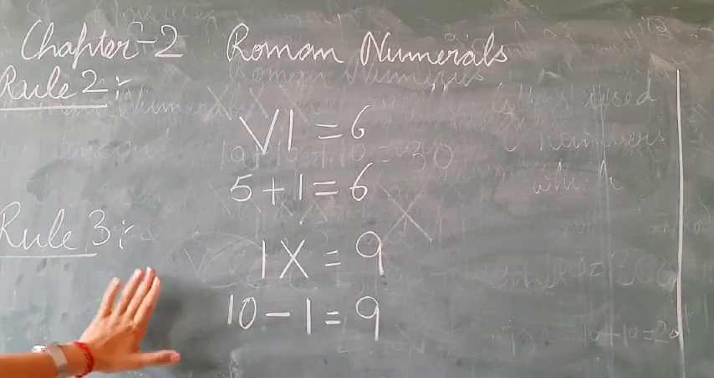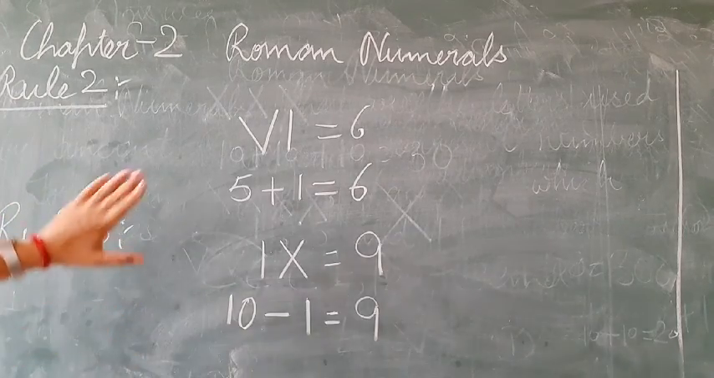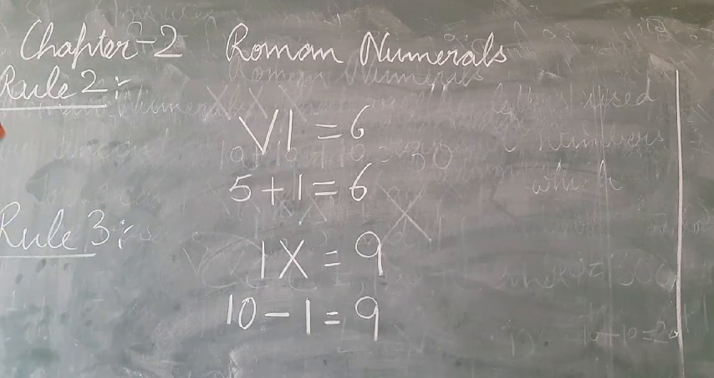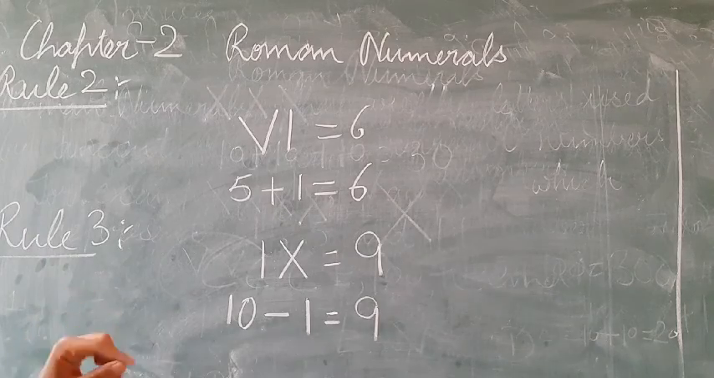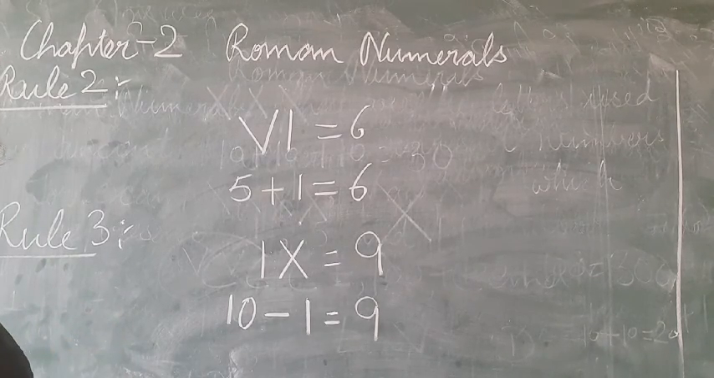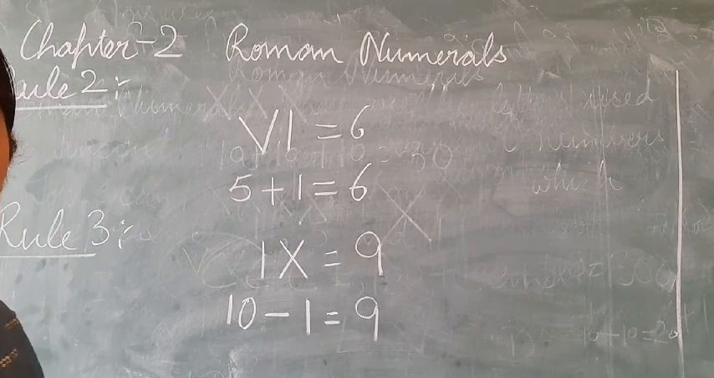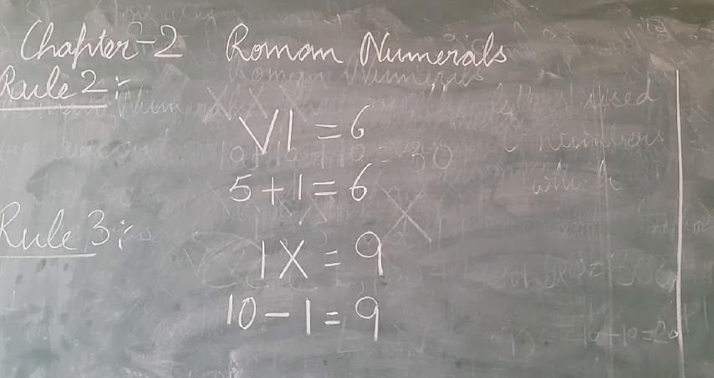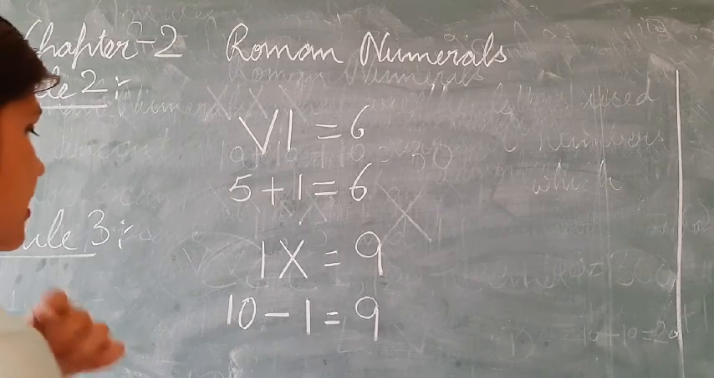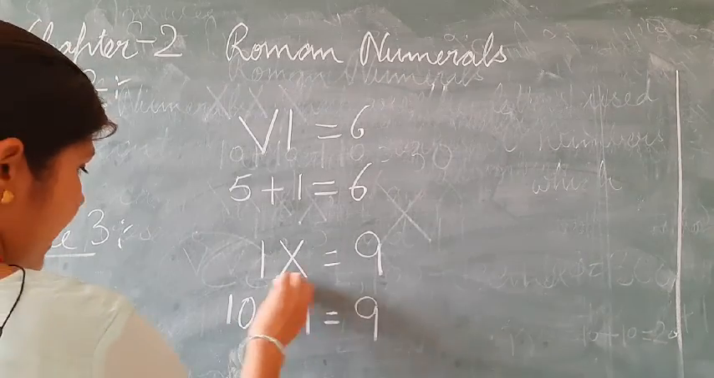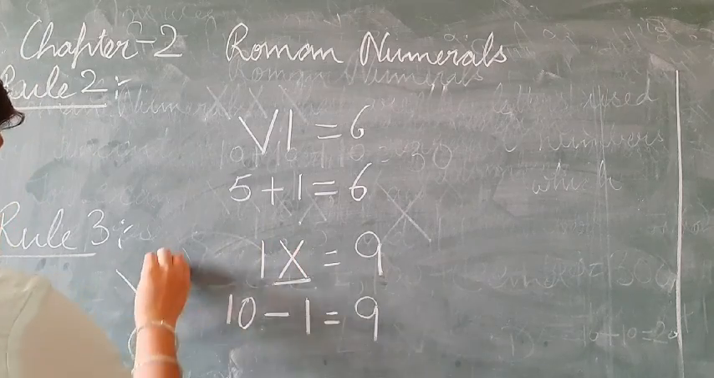And in this rule, there is some restriction, like there was in the first rule. In this rule, the restriction is that V, L and D are never subtracted. And I can be subtracted from V and X only. We can subtract I from X and V only.